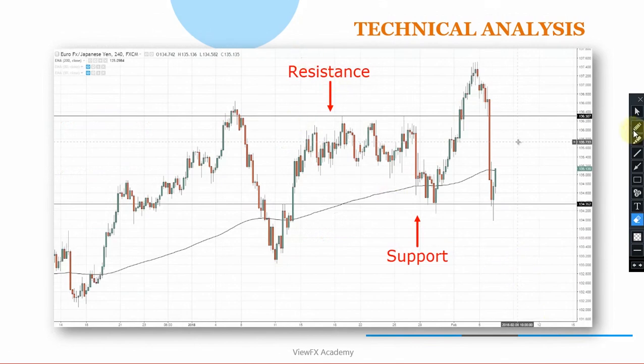In this chart, here is a resistance line, and here is a support line. Here is a moving average. So if you are that trader that marks your chart this way, then you are not using fundamental, but you're using technical to analyze the market. That is what it means. It's not something that is very serious.